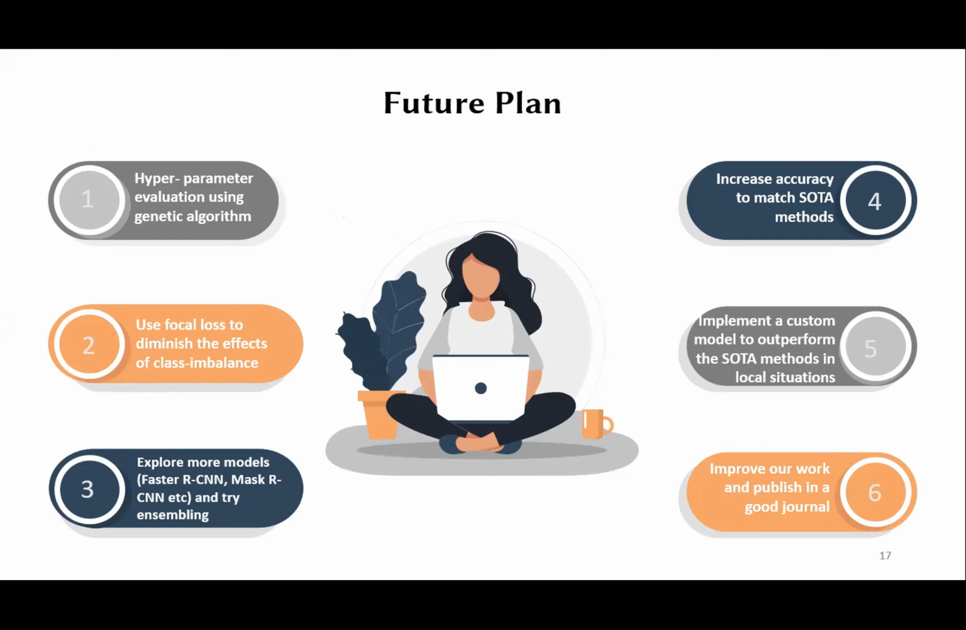Because of time shortage, we could not explore more models like Faster RCNN and Mask RCNN, which are very good object detection methods. We want to try exploring those and try ensembling those with our results, to see our results increase. We also obviously want to increase our accuracy to match the state of the art methods, and we also want to implement a model that can outperform those state of the art methods. Obviously, it's our goal. And we also want to continue our work in this project, and if we can achieve noteworthy results, then we want to publish our work in a good journal.